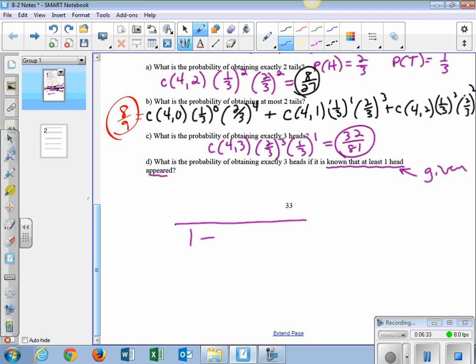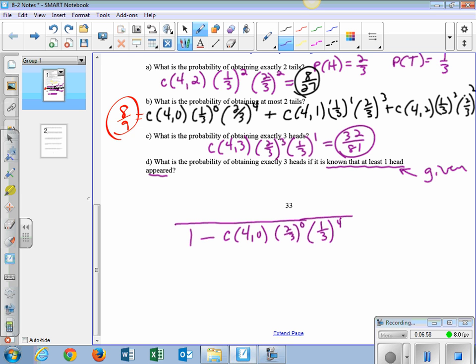minus 0 heads occurring. That would be a combination 4 choose 0. Probability of heads was 1/3. That was going to be to the, oh no, probability of heads is 2/3. Let me erase. Probability of heads is 2/3. That is going to be to the 0. So then my 1/3, that would be to the 4th.